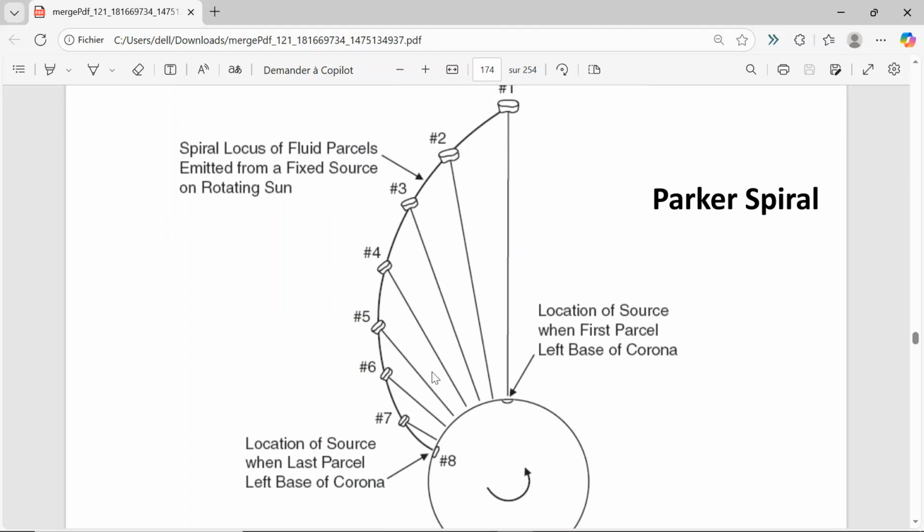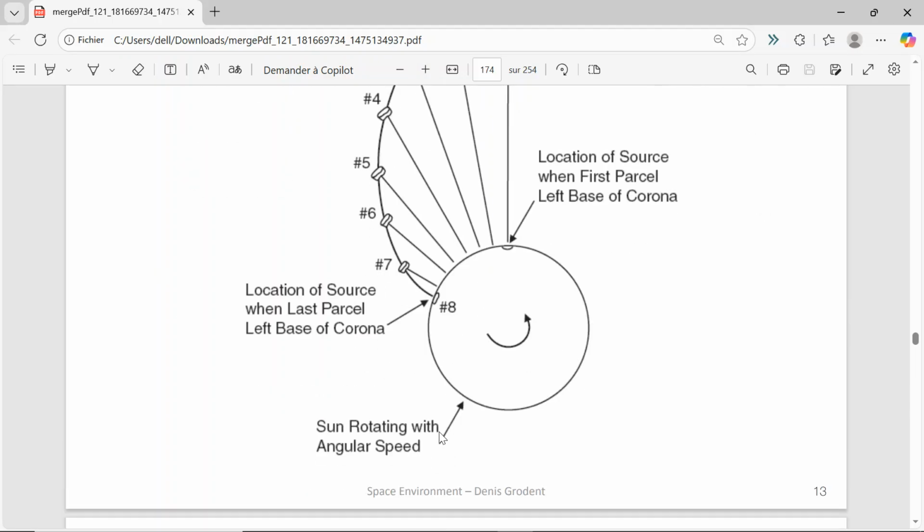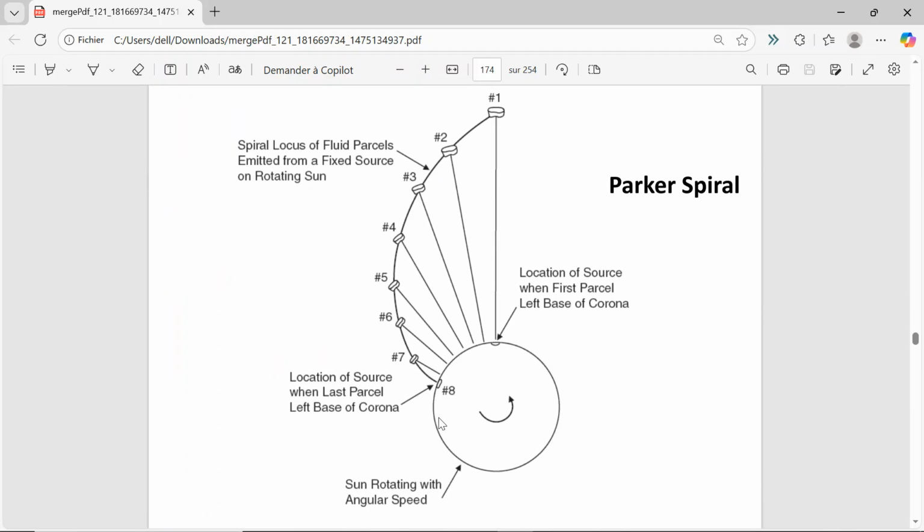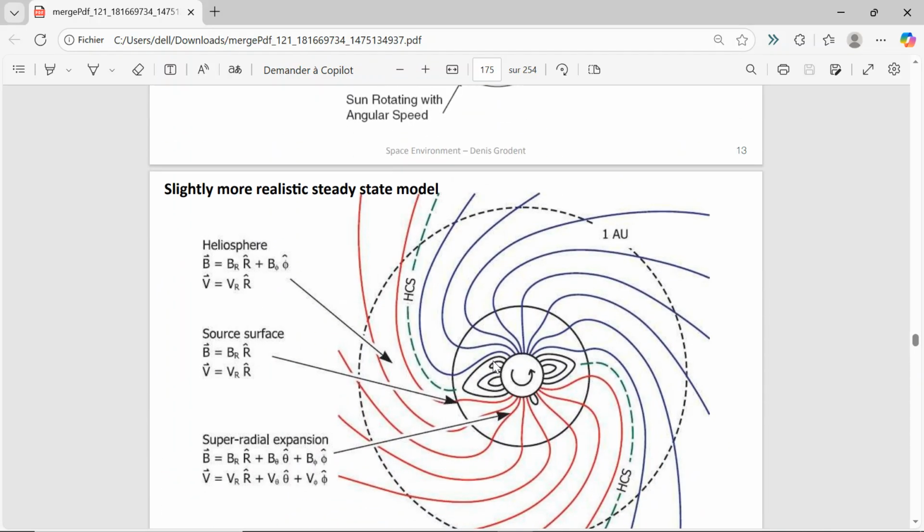This particle spiral critically depends on the ejection velocity of the particle. If the ejection velocity is very large, we will have a particle spiral that is less pronounced, and then a magnetic field line which is less bent. So this is important for the rest of the explanations. This is a visualization.